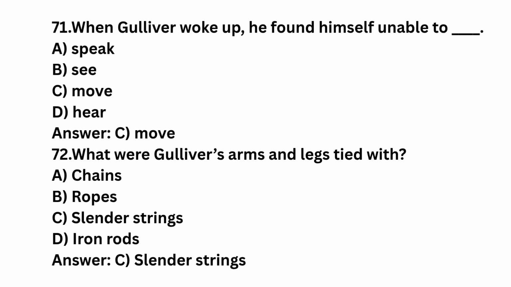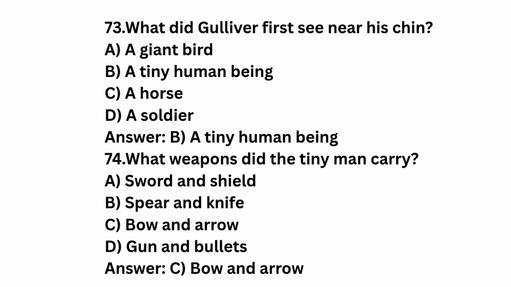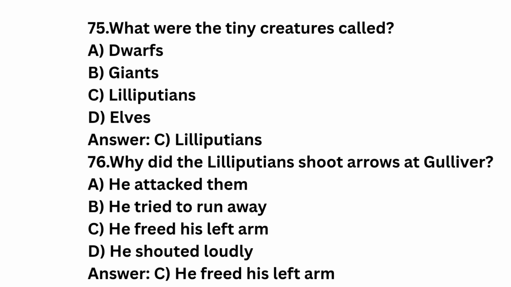When Gulliver woke up, he found himself unable to speak, see, move, hear. Answer: move. What were Gulliver's arms and legs tied with? Chain, ropes, slender strings, iron rods. Answer: slender strings. What did Gulliver first see near his chin? A giant bird, a tiny human being, a horse, a soldier. Answer: a tiny human being. What weapons did the tiny man carry? Sword and shield, spear and knife, bow and arrow, gun and bullets. Answer: bow and arrow. What were the tiny creatures called? Dwarfs, giants, Lilliputians, elves. Answer: Lilliputians.